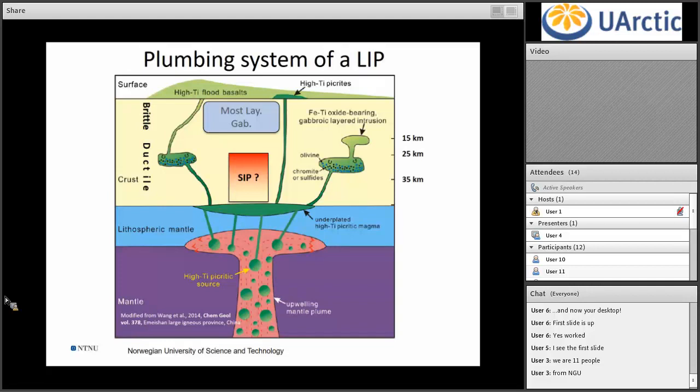Melanie, can I use the pointer? Probably not. Okay, it doesn't matter. Anyway, I can't. No, it's fine. I will just have to be good at describing what I'm actually talking about.